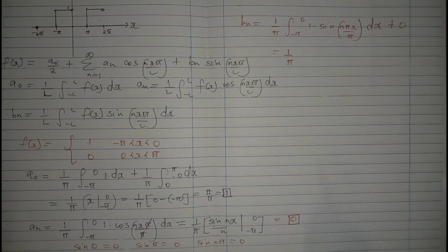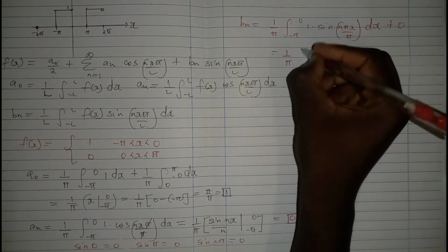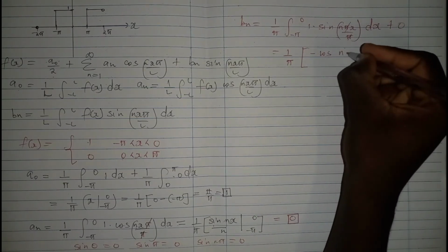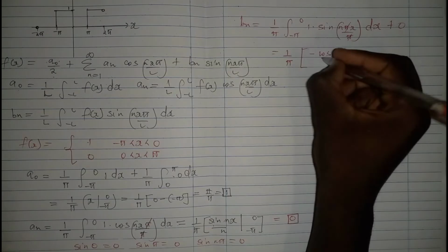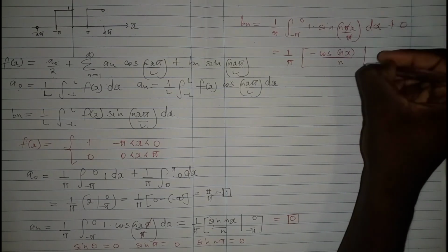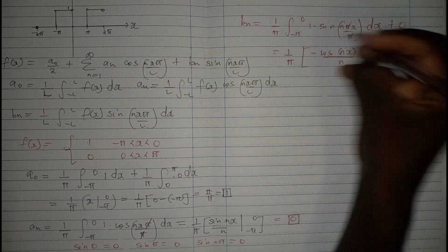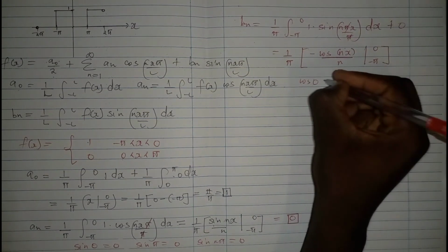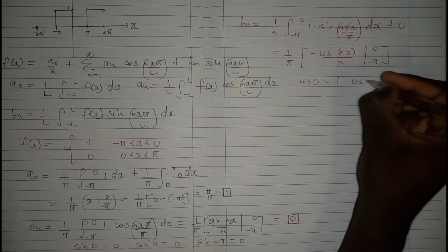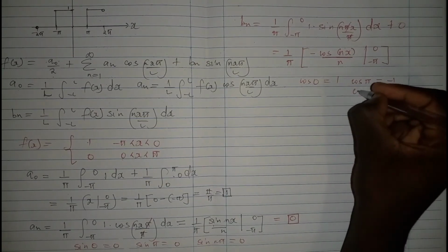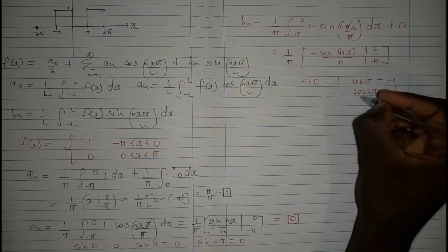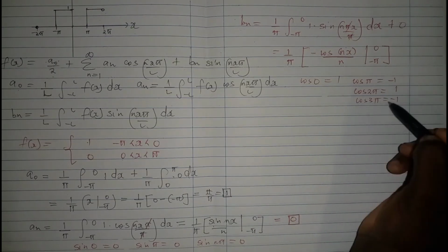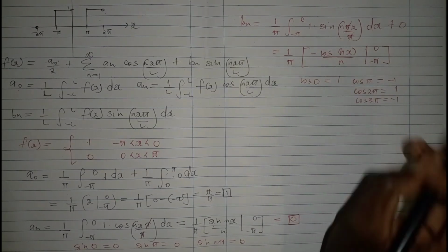So if we integrate sine, you have to know that we're going to get negative cos, and you can just cancel pi here, and we're going to have nx divided by the derivative of the angle, which is equal to n, from negative pi to 0. And there's something that you have to know. Cos 0 gives us 1. Cos pi gives us negative 1. Cos 2 pi gives us positive 1. Cos 3 pi gives us negative 1. So this value changes from negative 1 to 1. That's why it oscillates. It depends on the value of n.